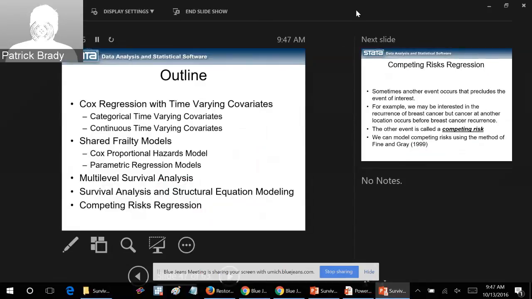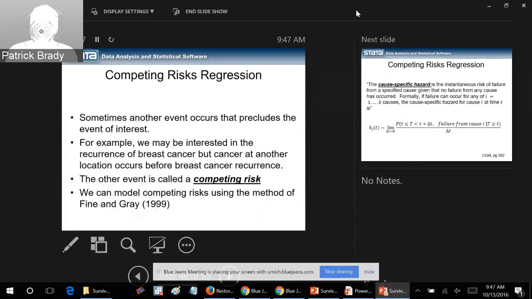So, competing risks regression. I'm actually a little nervous talking about this because this is not something I've ever done in real life, but it is something that you can do in Stata. The idea behind competing risks regression is exactly how it sounds.